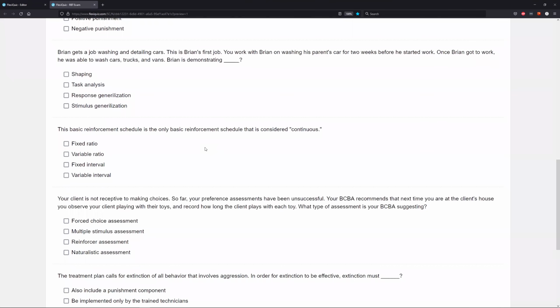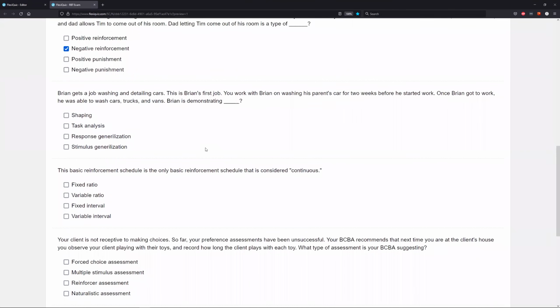Brian gets a job washing and detailing cars. This is Brian's first job. You work with Brian on washing his parents' car for 2 weeks before he started work. Once Brian got to work, he was able to wash cars, trucks, and vans.